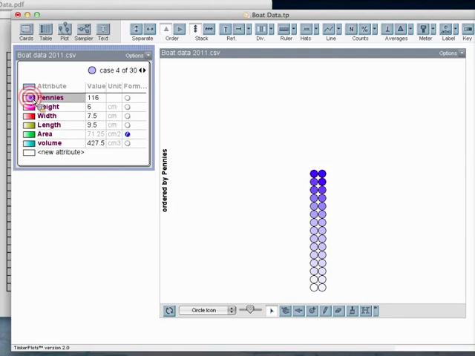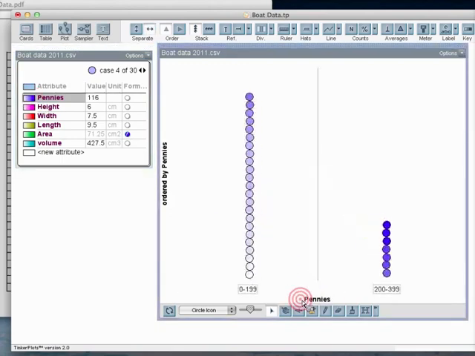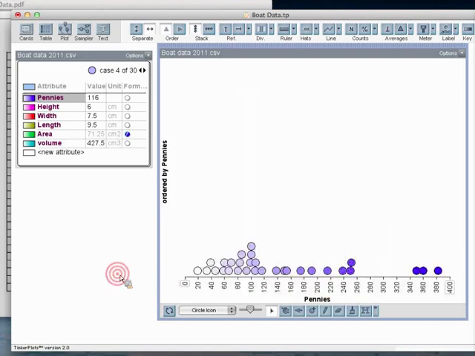Why don't we look at pennies, and we'll put this down here. And it really quickly will separate things out, and that's neat. And I can even do something like this. I can drag it across, and I get kind of a frequency table, frequency chart. And we said, well, what else do we want to look at here? We could look at something like volume.